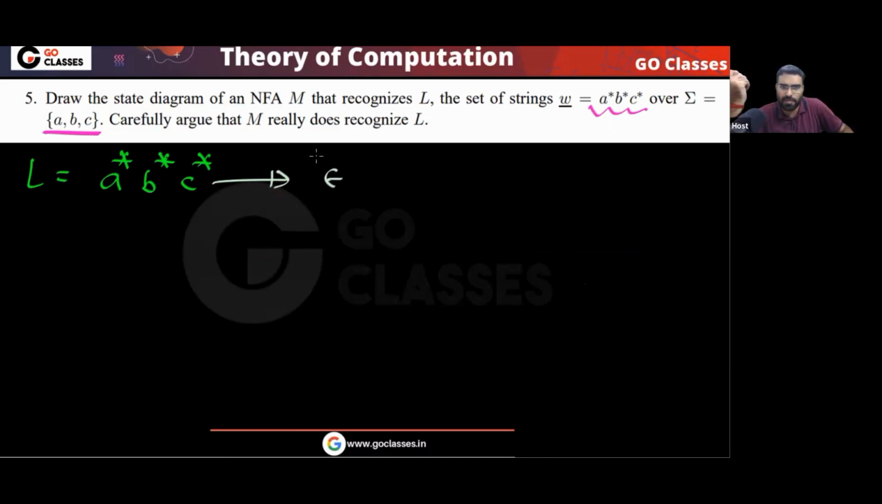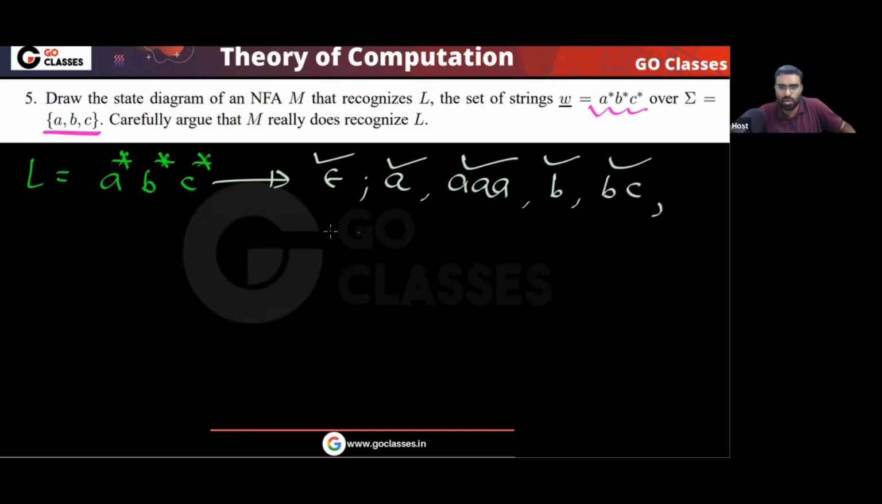For example, the empty string should be accepted. Should this string be accepted or not? Yes, this string should be accepted. What about this string? Yes, this string is also accepted. And this one? Yes, this is also accepted. You can notice this is any number of A followed by any number of B followed by any number of C. So these strings should be accepted.